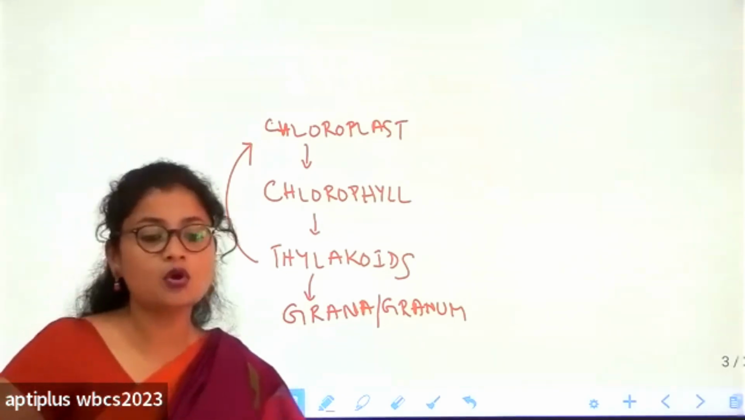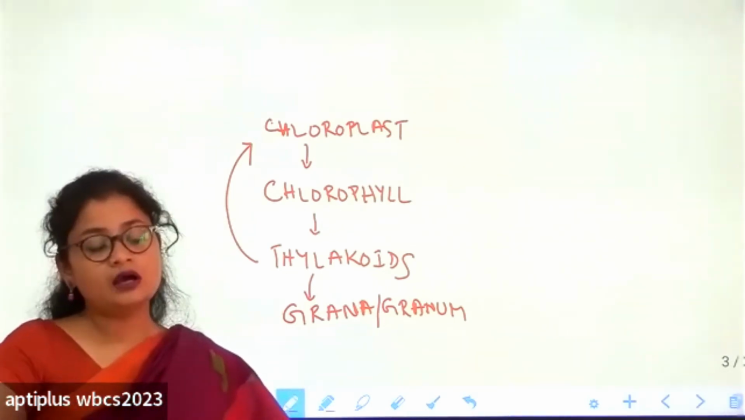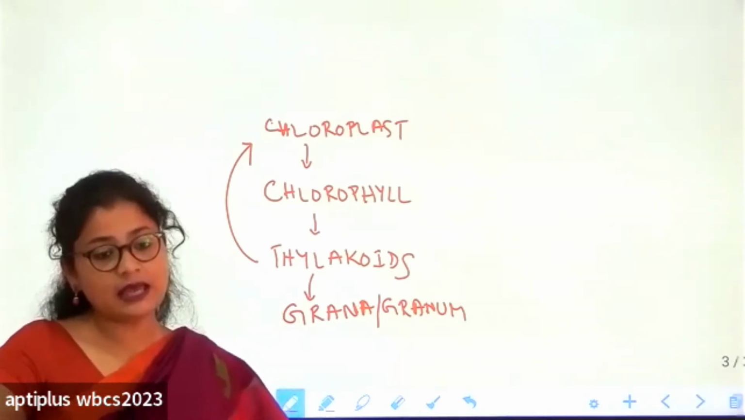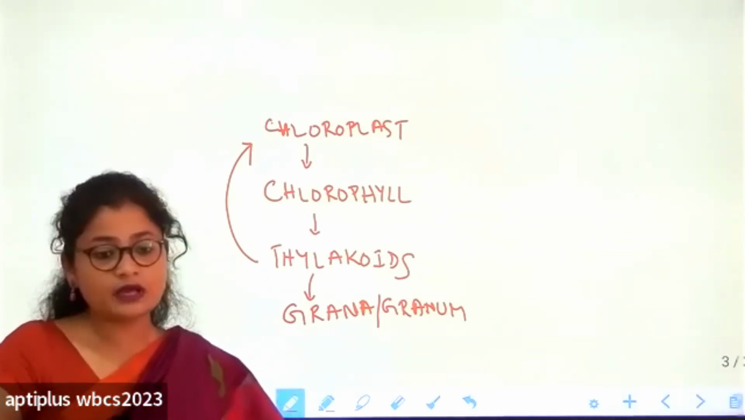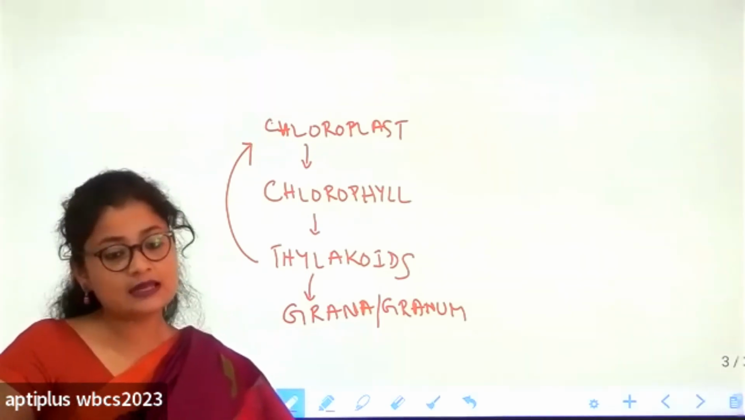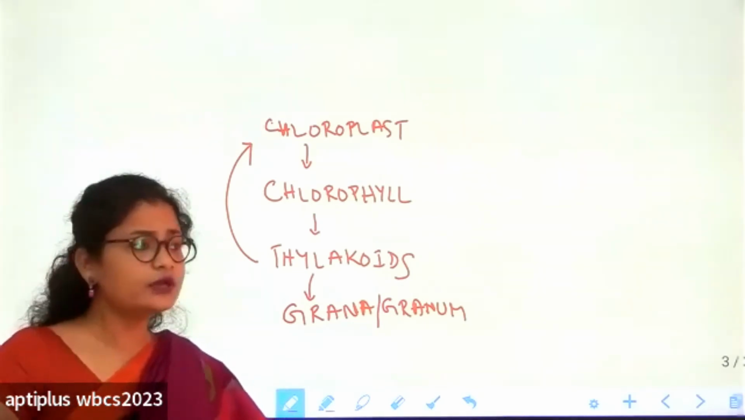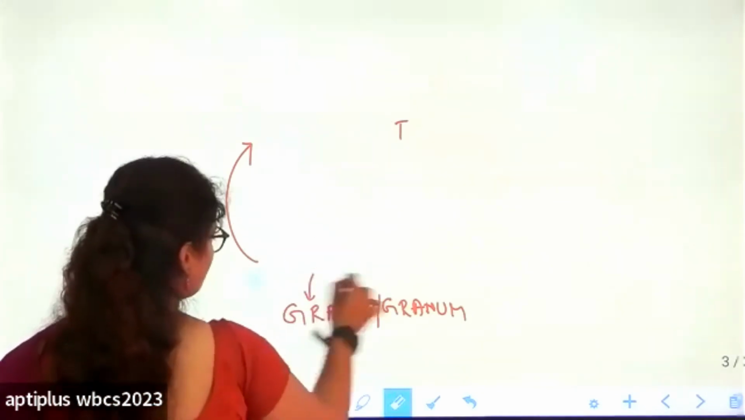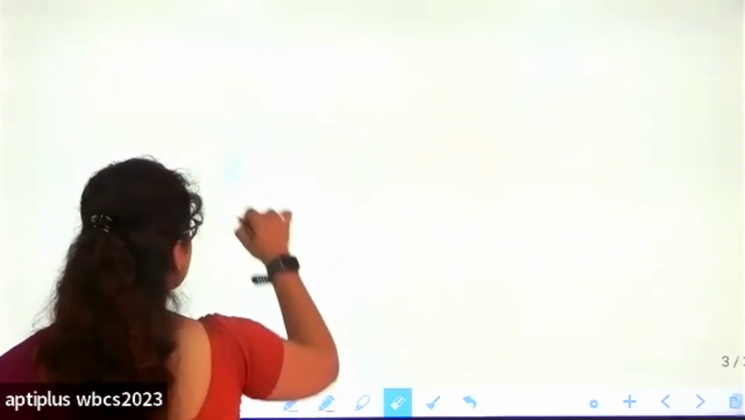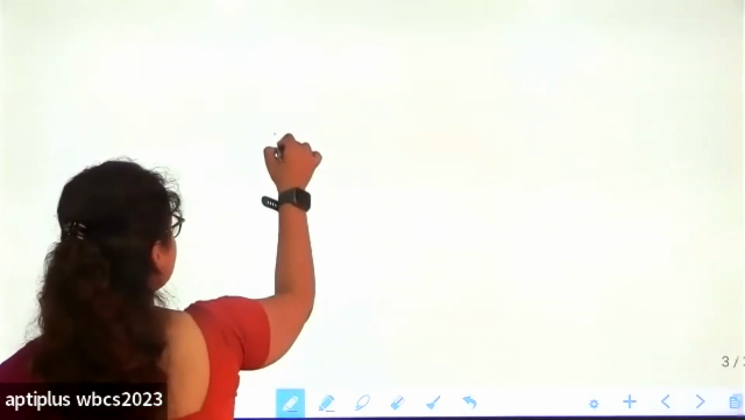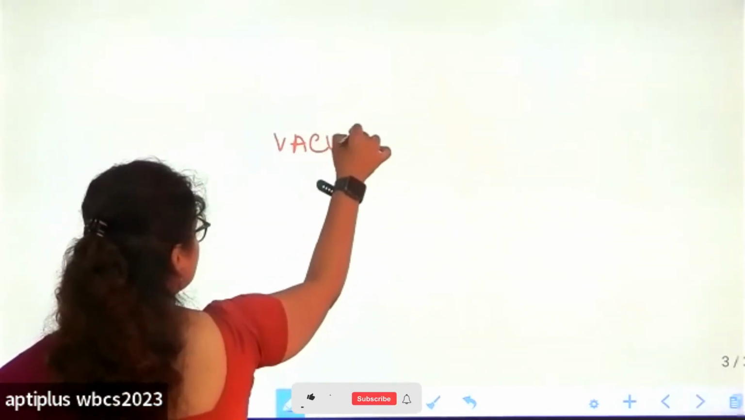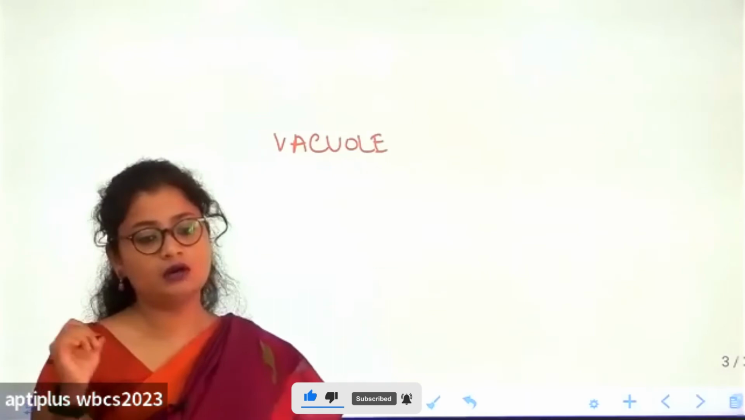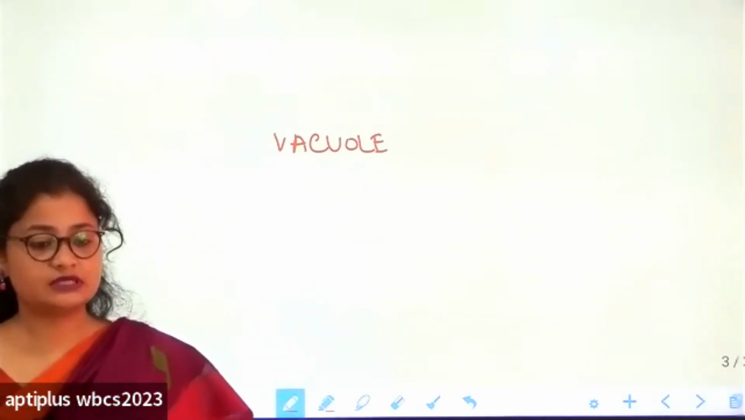Hence it will be present only in the green plants, and also in some bacteria like cyanobacteria, green sulfur bacteria and purple sulfur bacteria. These are some special microorganisms which have chlorophyll, and hence they are able to photosynthesize. Okay, the next important organelle that we can talk about is the vacuole. Now vacuole is again something which is present both in plant cell and animal cell, and the most important function of vacuole is storing reserve food material and waste materials temporarily.